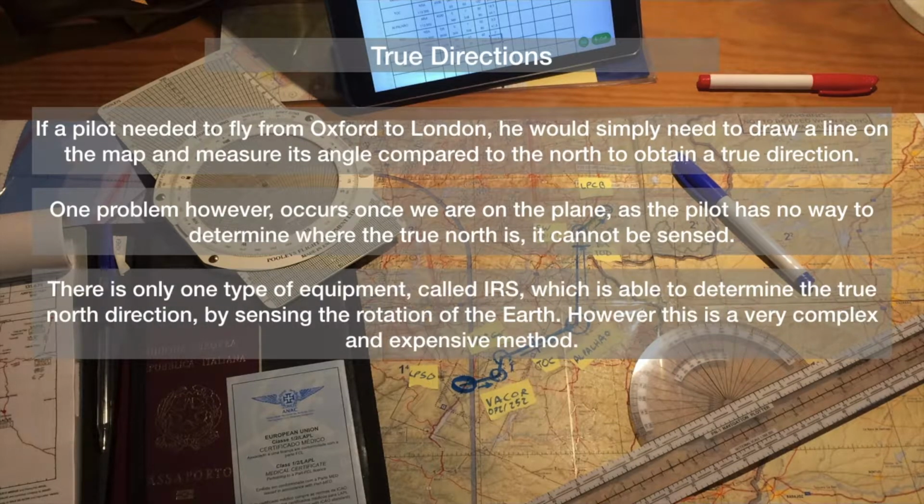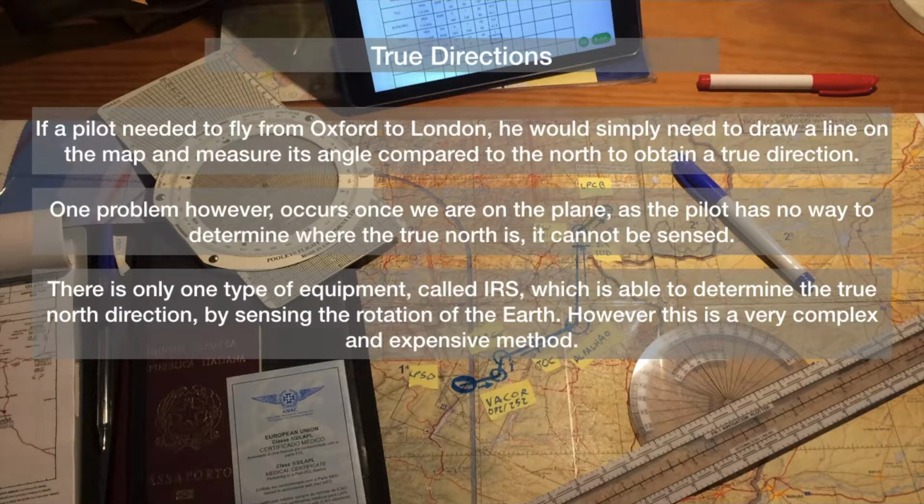Currently, there is only one equipment that is able to sense the true directions, and it's called IRS. This equipment is able to sense the rotation of the Earth and therefore determine the true north and our true heading. However, this is a very complex and expensive method, and it's only used by airliners.